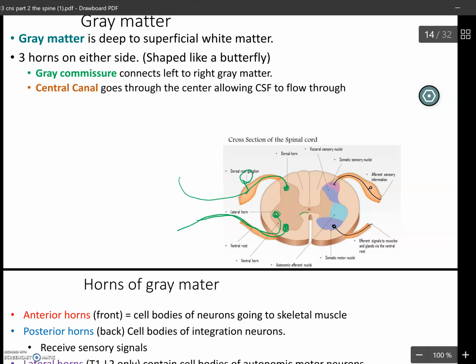Now, the gray matter is H-shaped or butterfly-shaped, and there is a commissure tract in the middle of it right here. That commissure tract is called the gray commissure because it's gray matter and it's going from left to right, and commissure tracts go from left to right. Now in the middle of it is the central canal. This allows cerebrospinal fluid to flow down the spine. I have read that it starts to close off as we become adults.